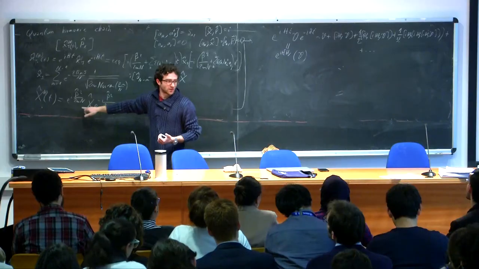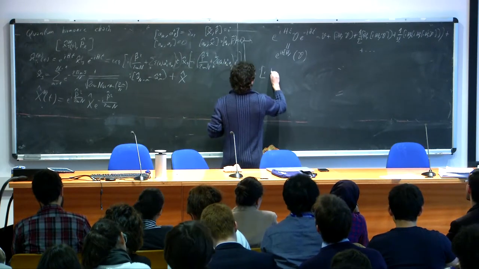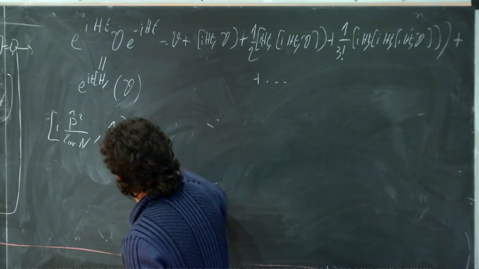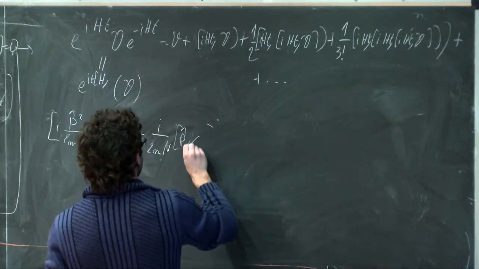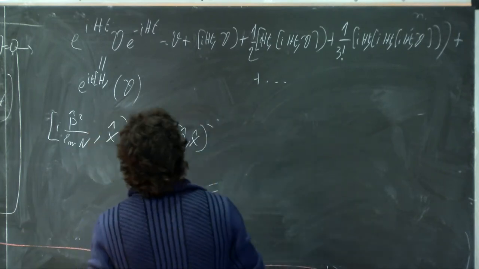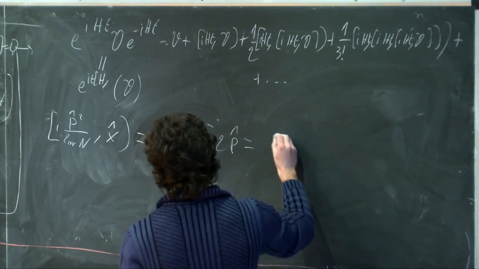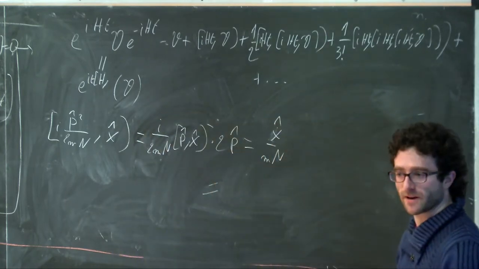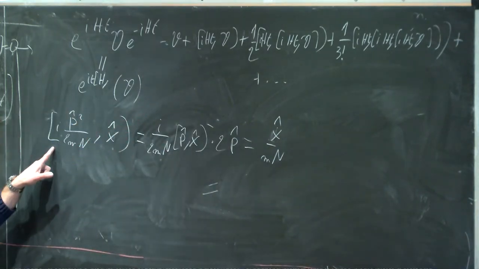So we can do the same here, no? You know the commutator between P and X, so what do we find? The first commutator, we have to compute the commutator between i P squared over 2mN and X. So we have the constant i over 2mN times the commutator between P and X, using the trick that I told you last week, times the derivative of P, so you have times 2P, which is equal to 1 over mN times P. Okay? This is the first term of the series.